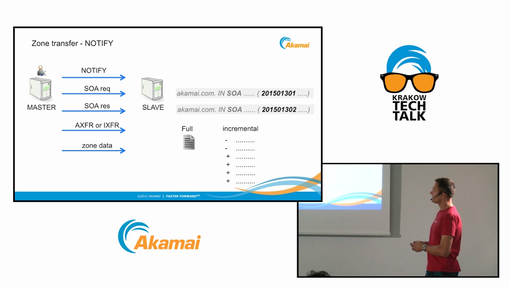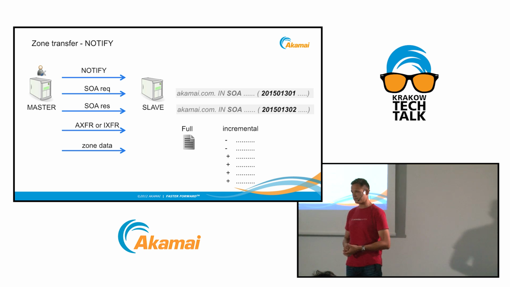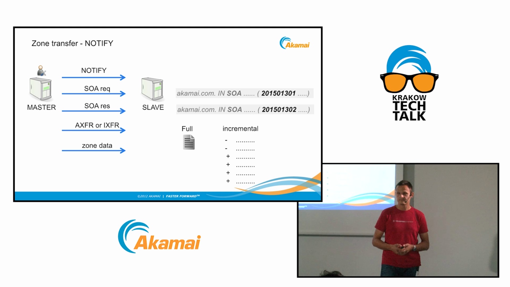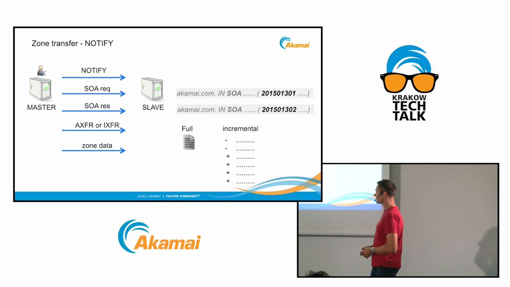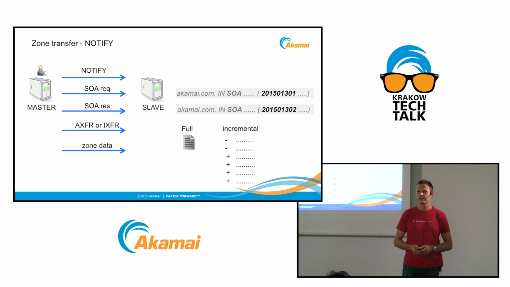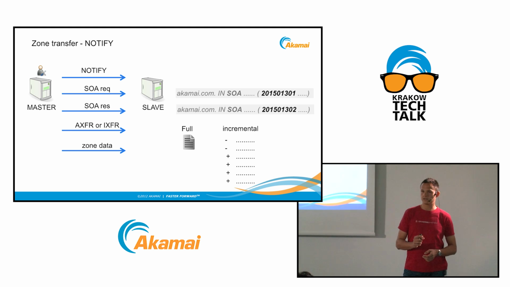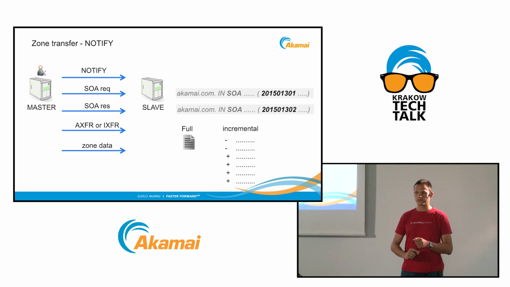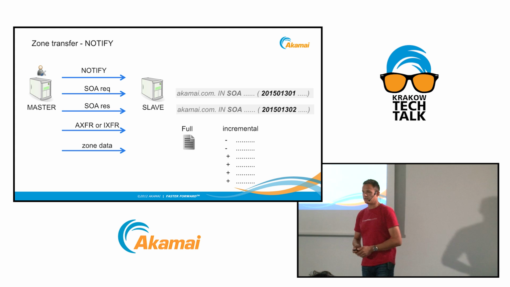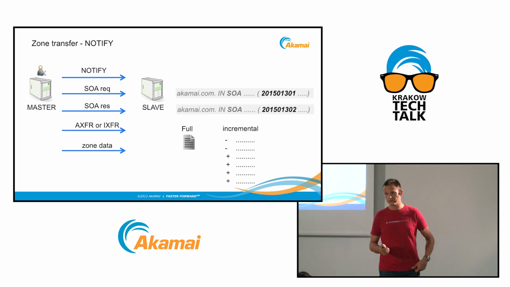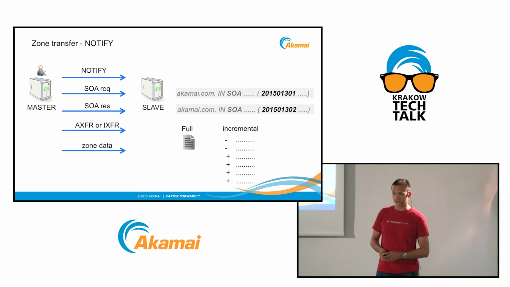Now, in terms of zone transfer, we can have full zone transfer, which means just give me the entire file. I don't need to know what was changed. Give me everything. And we have incremental zone transfer, which is a little bit more clever. Give me just the difference. Tell me exactly what records were removed and what records were added to the zone file, and I will apply those changes to my existing zone file. So you see that this entire process was actually triggered by the person who did some changes.